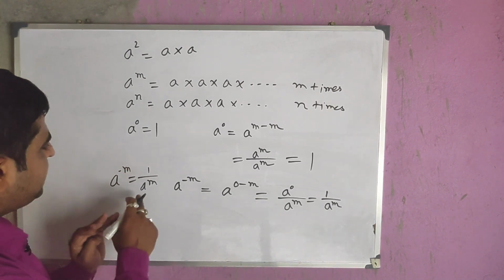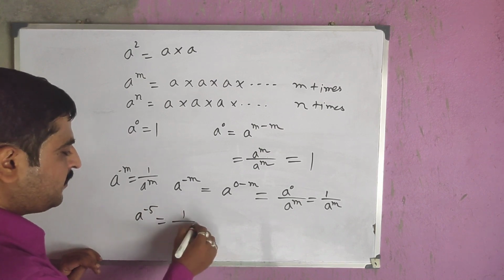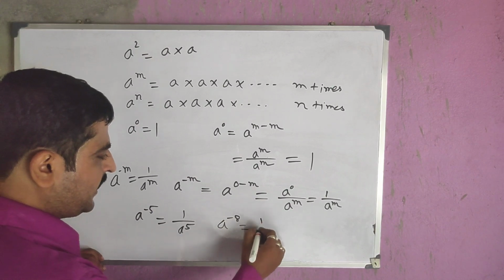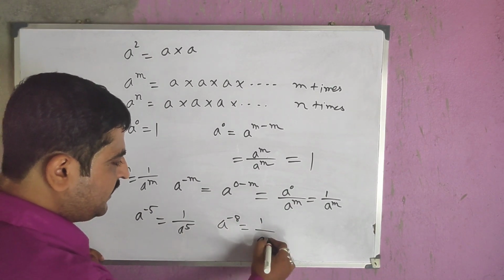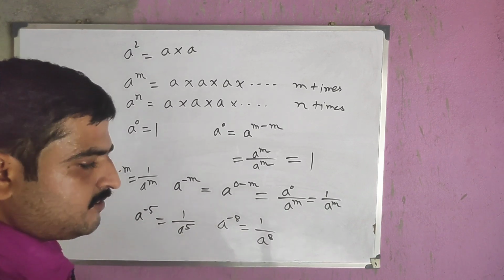Here a to the power minus m means 1 by a to the power m. Like a to the power minus 5 means 1 by a to the power 5. A to the power minus 8 means 1 by that number without taking the negative exponent, that is, 1 by a to the power 8. So likewise.